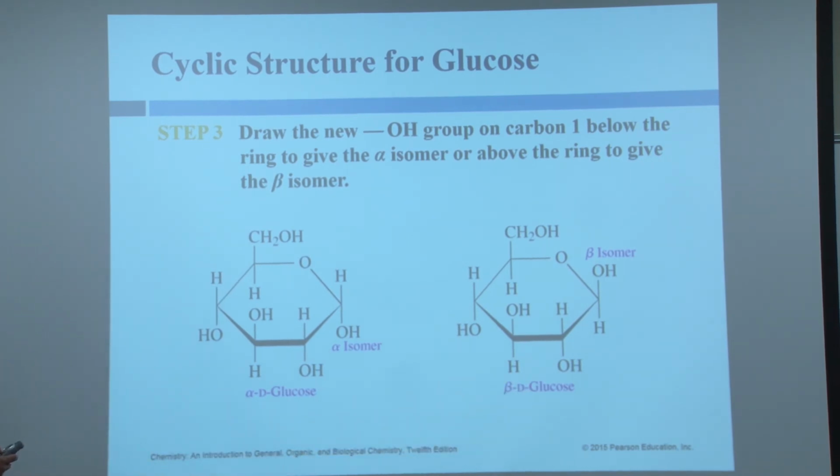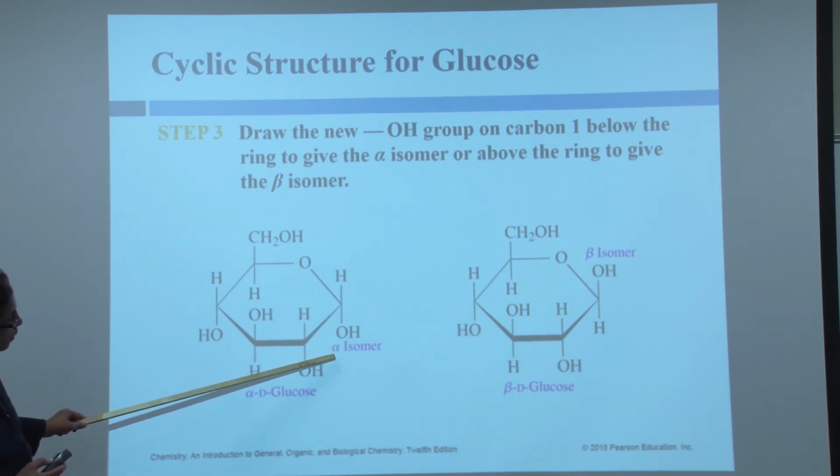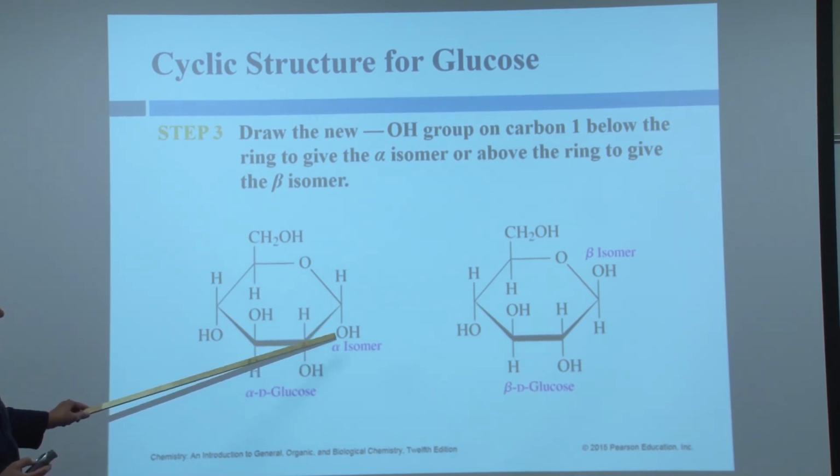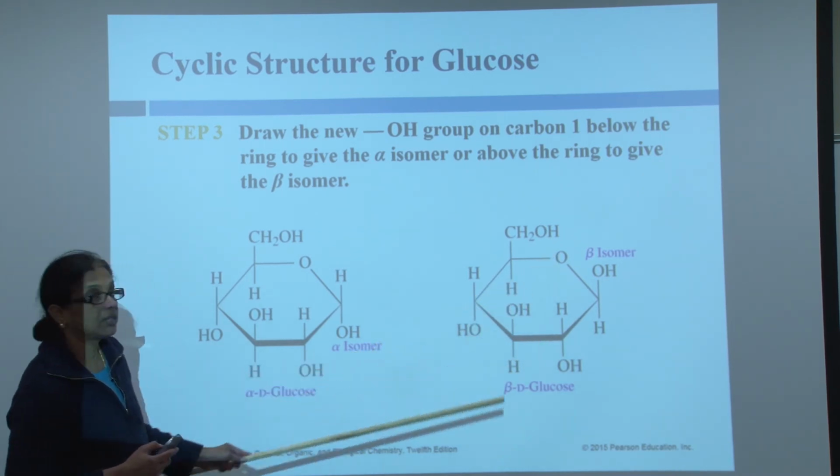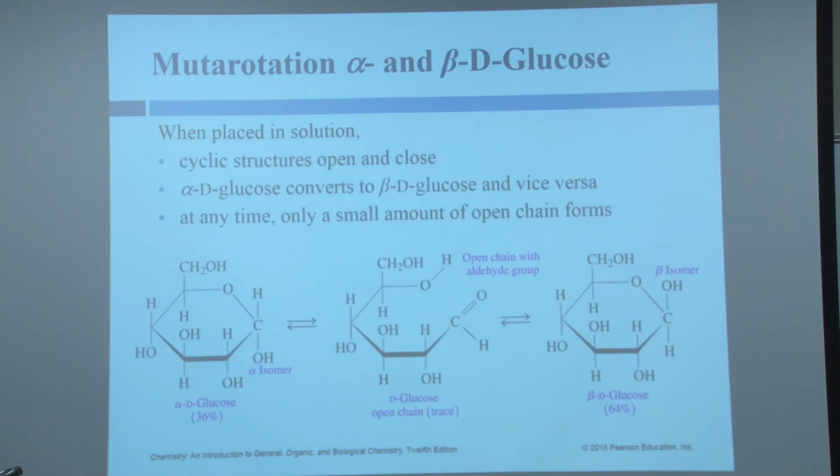So we had started off with the D-glucose. D is to the right. Okay? So we started off with the D-glucose, and we have folded the open structure to create an alpha. Alpha, the OH is below the ring. Beta, the OH is above the ring. Okay?